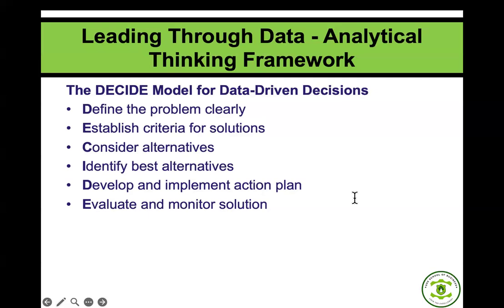So E, which is the last one, you need to what? You need to evaluate and monitor your solution. And this is where the decide model becomes cyclical, because the moment you get here, you can go back to the beginning again to try to see, did I define the problem very well? So it can be what? Cyclical. Continuous monitoring can allow you to adjust your approach based on the results and maybe even identify when new decisions are needed.